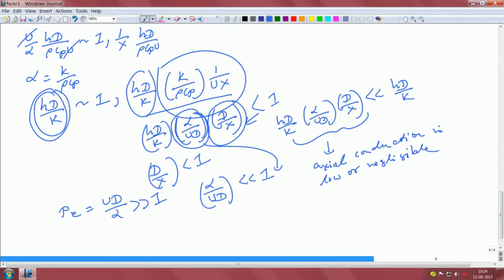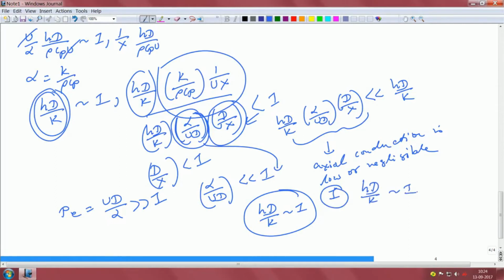Got it? Okay. So, in other words, we are left with only the term involving the axial convection and the radial diffusion, or in other words, we are left with only hd by k proportional to 1. So, two important things that we have got out of this exercise. The first one, the most important thing, is that hd by k is of the order 1. This means that Nusselt number is of the order 1. That means that Nusselt number in the fully developed regime is not a function of x or r, and it is basically a constant. That is the first thing that we got.